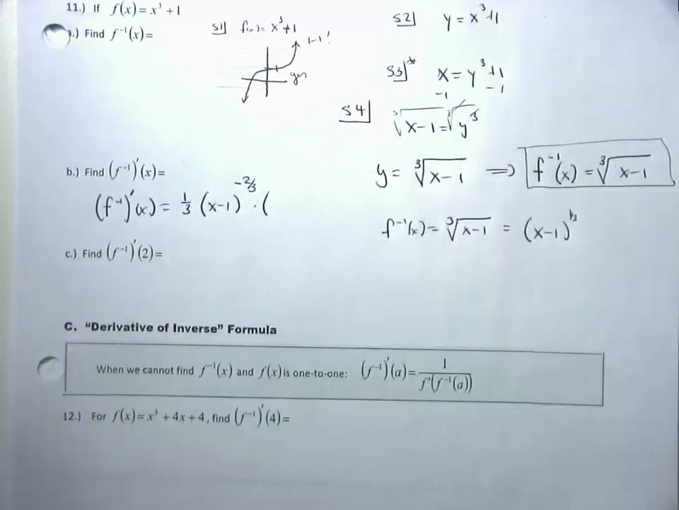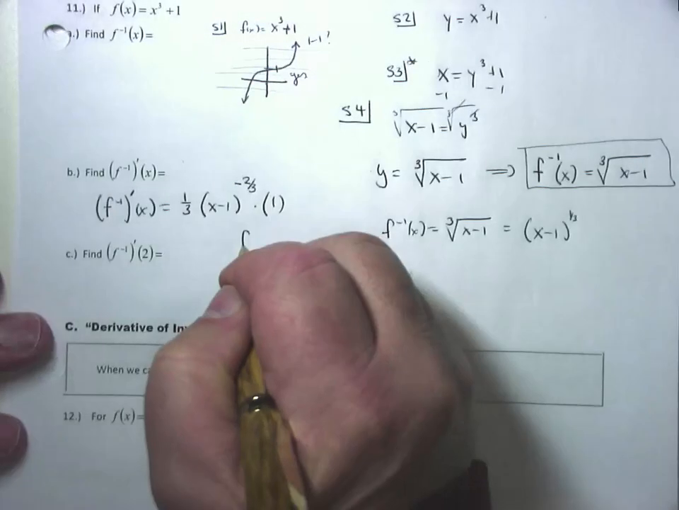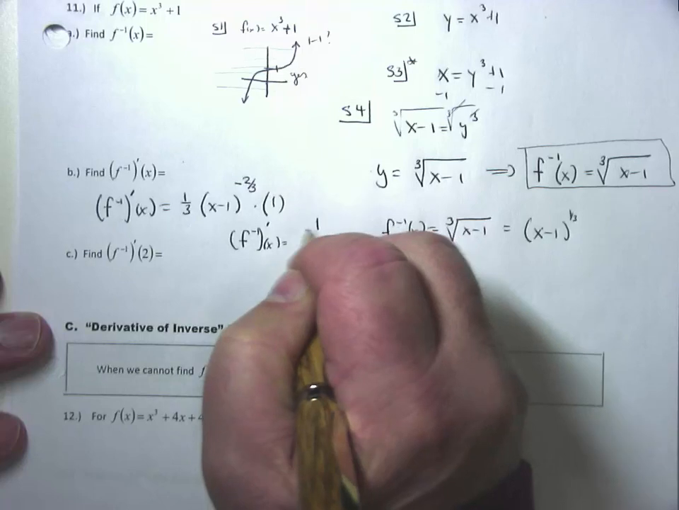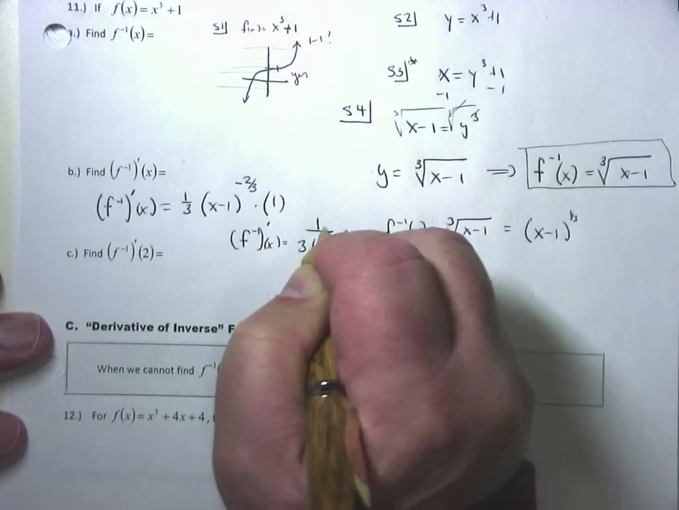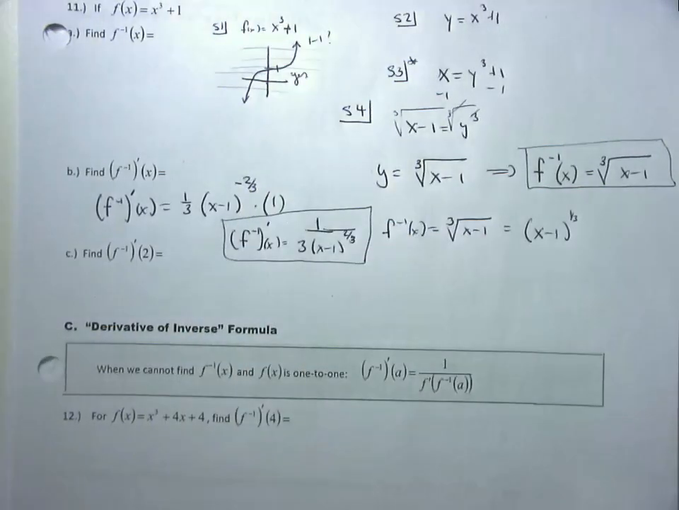Times chain rule, derivative of the outside, inside stays the same times derivative of the inside. What's the derivative of x minus 1 with respect to x? Just 1. So this tells me that f inverse prime of x, when you clean it up, is going to be 1/3 times x minus 1 to the 2/3 power. Negative exponent just goes on the bottom. And then there is part C. What do they want you to do? Find f inverse prime of 2.